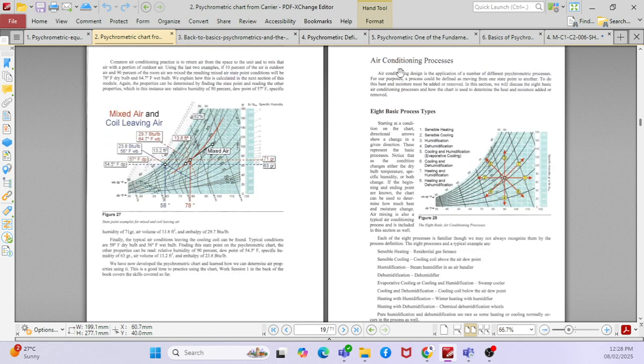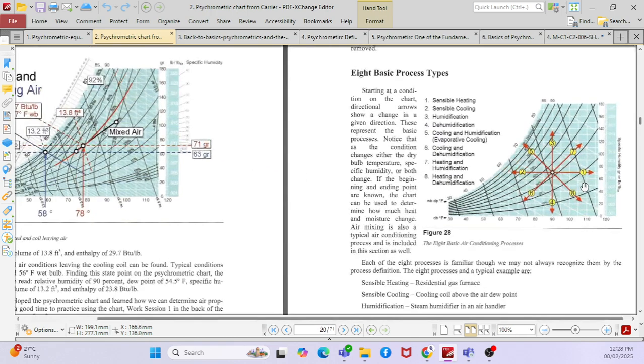Yes, here you can see the air conditioning processes, right? Say, for example, you have sensible heating, sensible cooling, what we discussed in another guideline, humidification, dehumidification, cooling and humidification, cooling and dehumidification, heating and humidification, heating and dehumidification. So here it is given. What is one? Sensible heating. That means from this point you are just heating the air, just applying the heating.